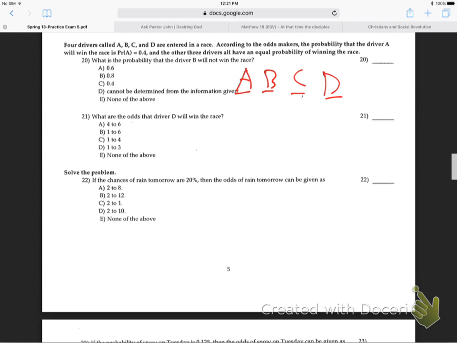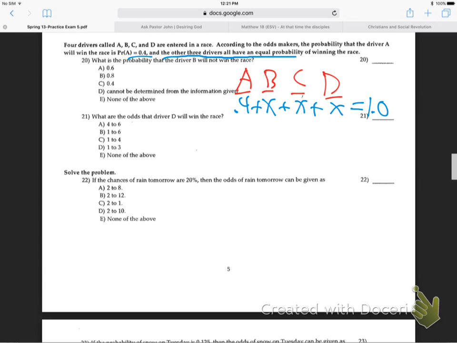And the probability for driver A is 0.4. The other 3, B, C, and D, are all equal. I don't know what they are, but they're all equal. So what am I going to call them? X, X, and X. You add all those up, and what does it have to equal? 1.0 decimal, 100%. We're in decimals, so I'll go with 1.0. Does that make sense? Because that's everything that can happen.